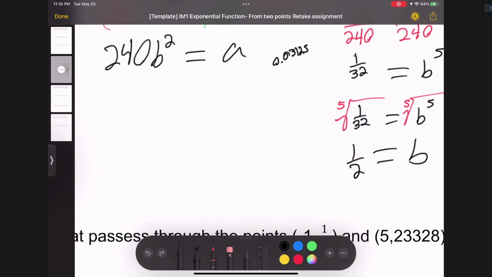Plug it in. So this is going to be 240 times 1/2 squared is going to be equal to a.